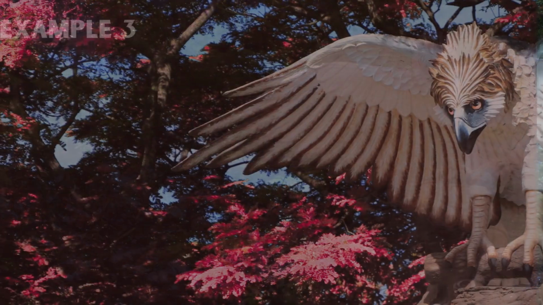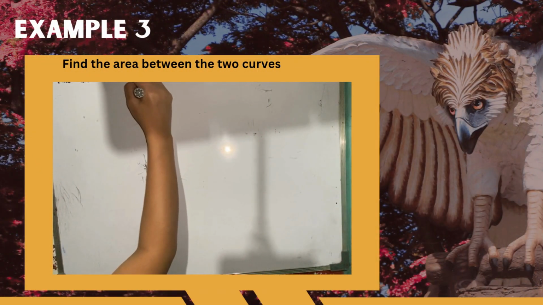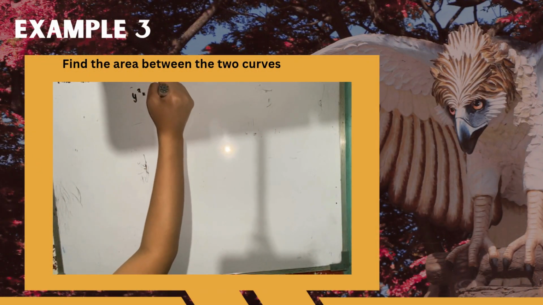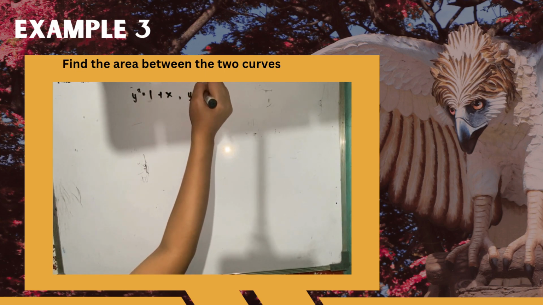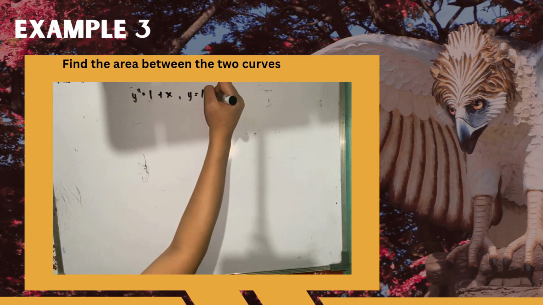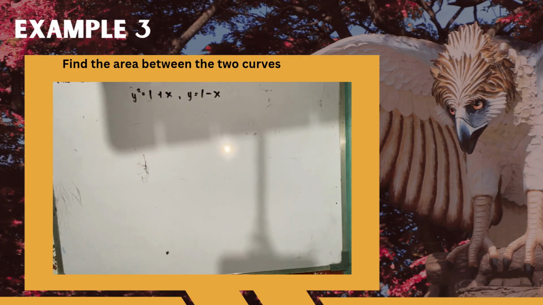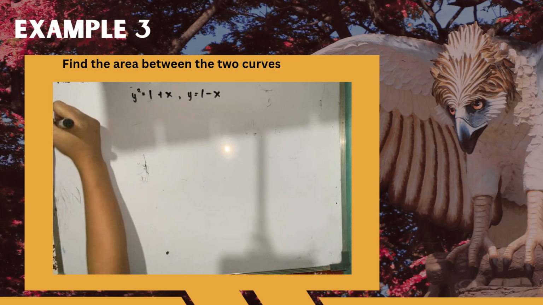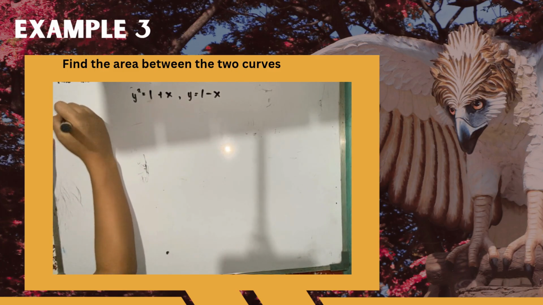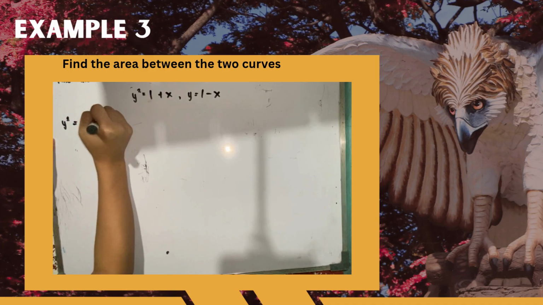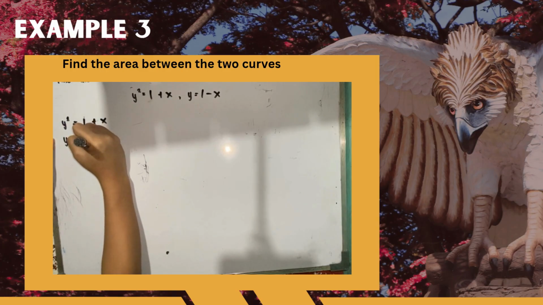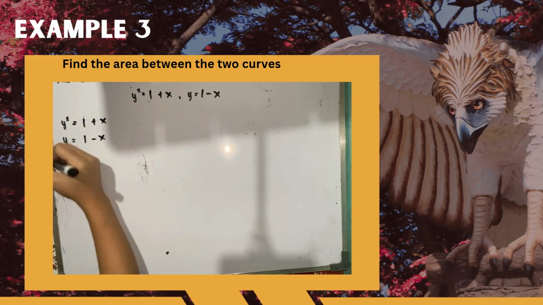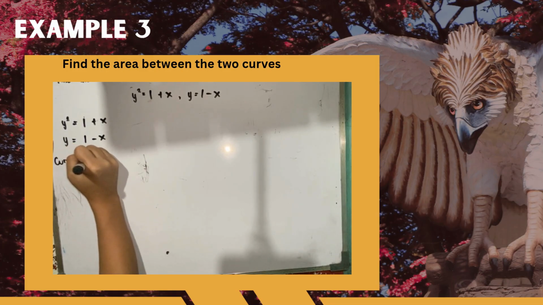And now we find the area between the two curves. Our given equations are y squared equals 1 plus x and y equals 1 minus x. So for step 2, we have to express in terms of y. So we have y squared equals 1 plus x, and y squared equals 1 minus x.